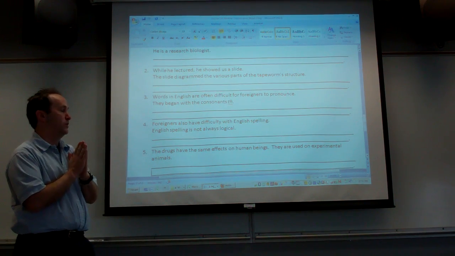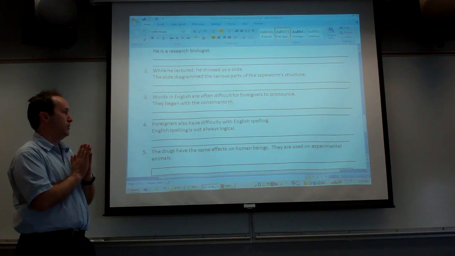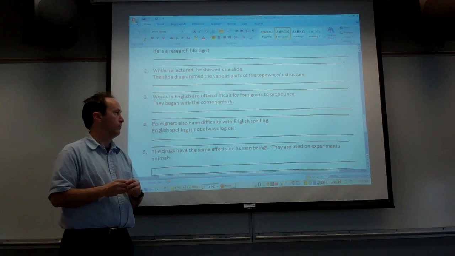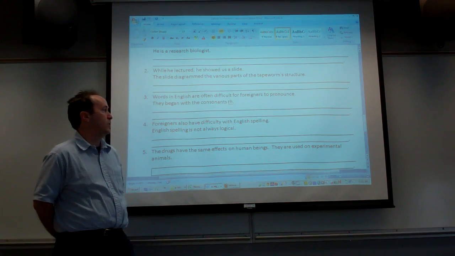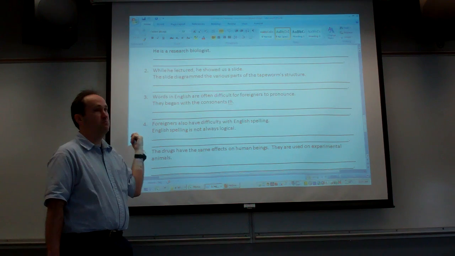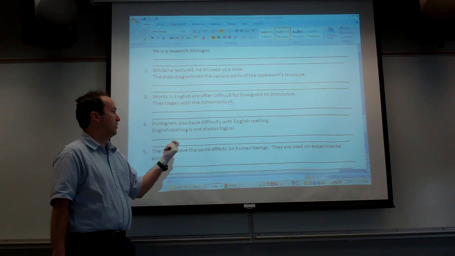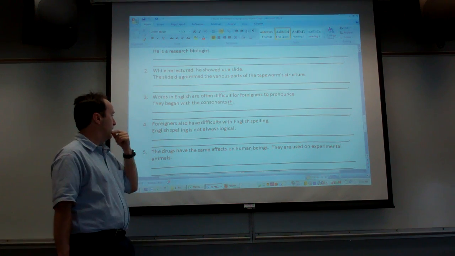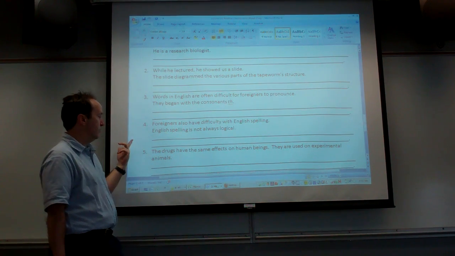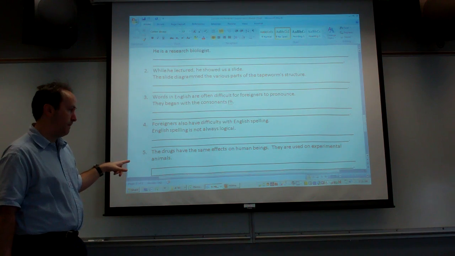Foreigners also have difficulty with English spelling. English spelling is not always logical. This one looks like it's a little bit easier. Foreigners also have difficulty with English spelling, not it, but that is not always logical, or which is not always logical, because English spelling sometimes isn't. Okay? Let's take a look at this one.